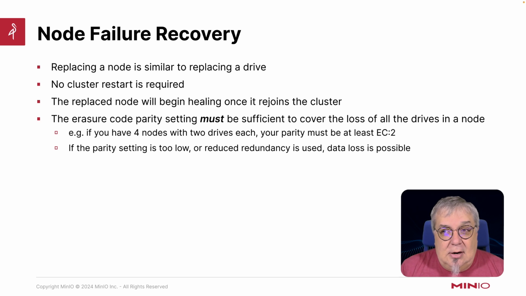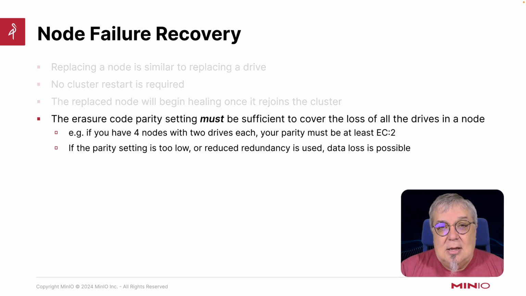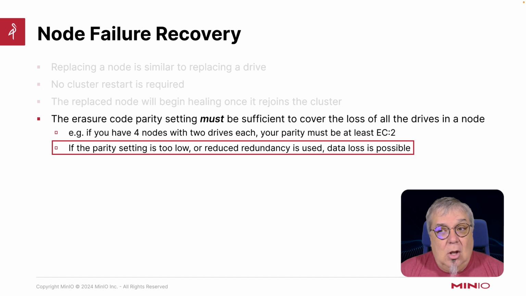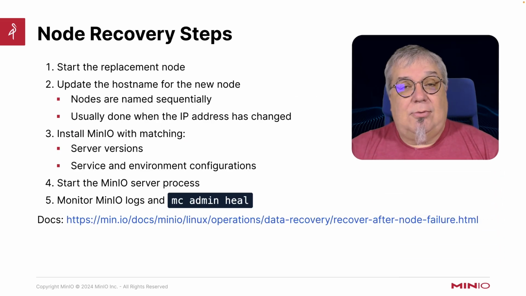Now, the important thing here is your erasure code parity setting. Your erasure code parity setting must be sufficient to cover the loss of all the drives in a node. In our example, we're going to have 4 nodes with 2 drives each, so your parity setting has to be at least EC:2. This is so that 2 drives can be lost and your cluster remains functional. If your parity setting is set too low or reduced redundancy is used, data loss is possible. So you want to make sure you've set your parity high enough so that you can lose an entire node without losing data. So let's take a look at the steps for node recovery.